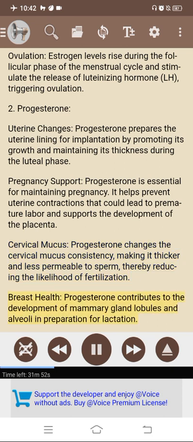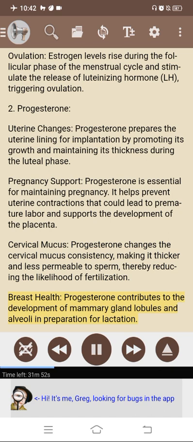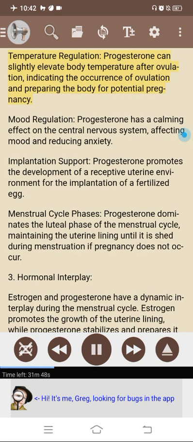Breast health. Progesterone contributes to the development of mammary gland lobules and alveoli in preparation for lactation. Temperature regulation. Progesterone can slightly elevate body temperature after ovulation, indicating the occurrence of ovulation and preparing the body for potential pregnancy. Mood regulation. Progesterone has a calming effect on the central nervous system, affecting mood and reducing anxiety.